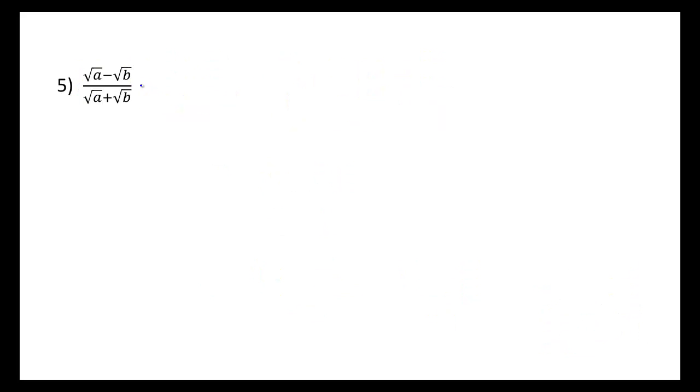In this last example, we're going to use the same idea. Note this time the denominator has a plus in between the two terms. So this conjugate will be a square root of a minus the square root of b. Remember, you just change the sign. And I have to multiply the numerator by the exact same thing, so a square root of a minus square root of b above also.